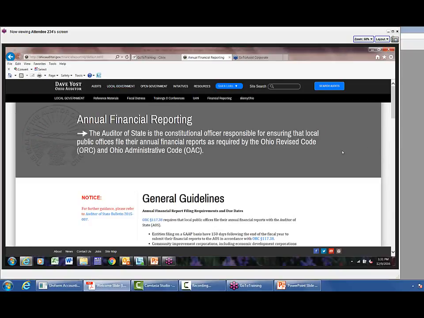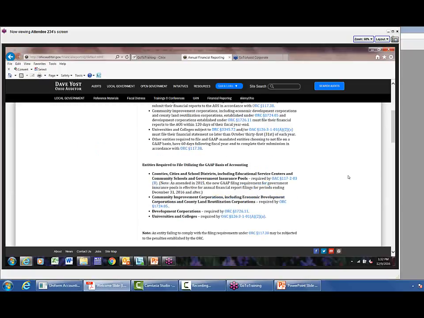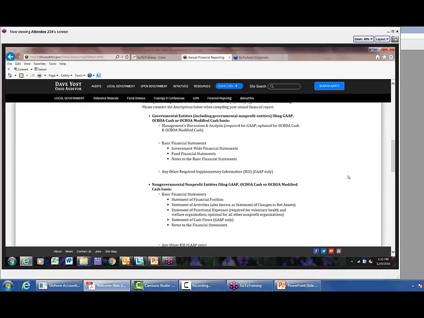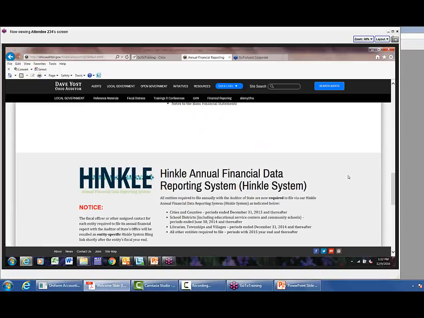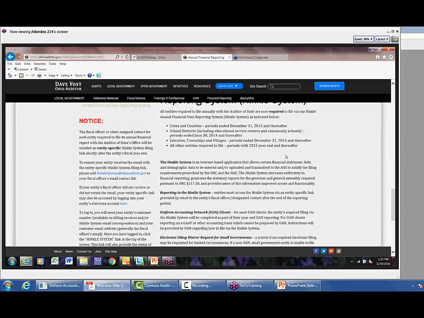This talks about all the new guidelines. As you can see right here under the notice, there's a link to the AOS bulletin that we've been discussing today, where the frequently asked questions are, so on and so forth. This is the bulletin that's driving this. Here's the general guidelines that give some of the ORC code sections, so on and so forth. Who has to file GAAP, OCBOA. A little over halfway down, this was where it talks about the Hinkle system and what you have to do to file. If you have any questions for the Hinkle system, you have to contact them via email.